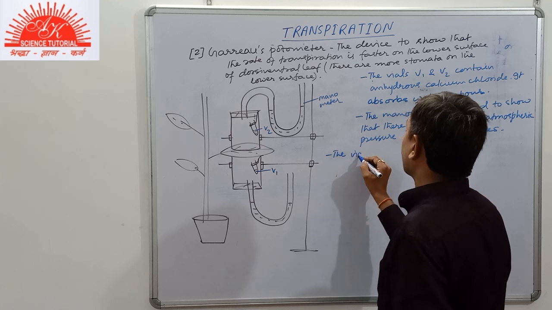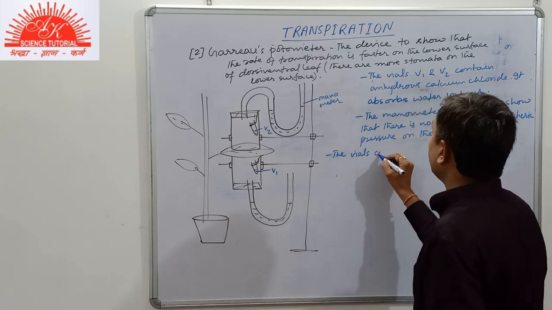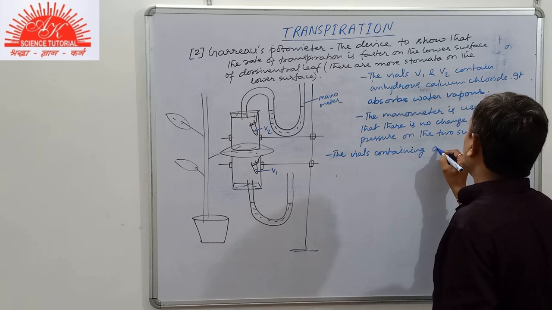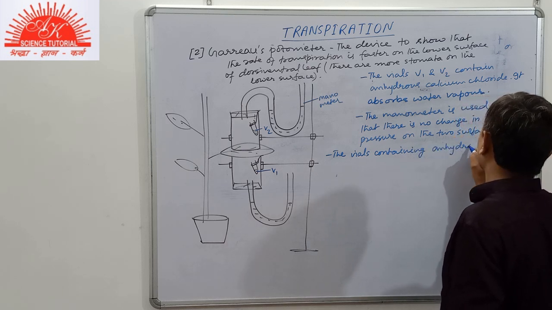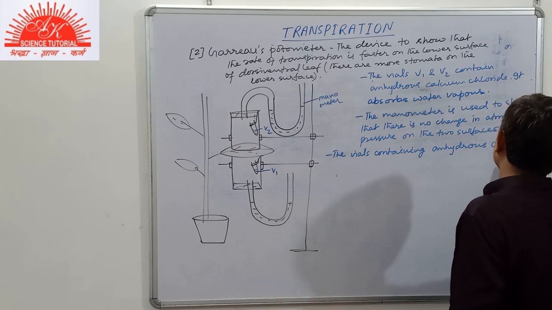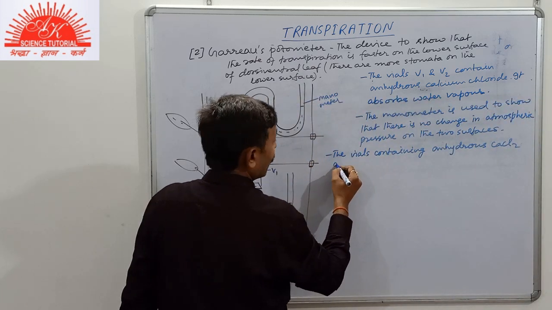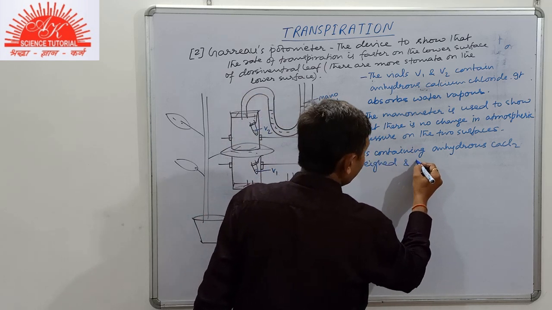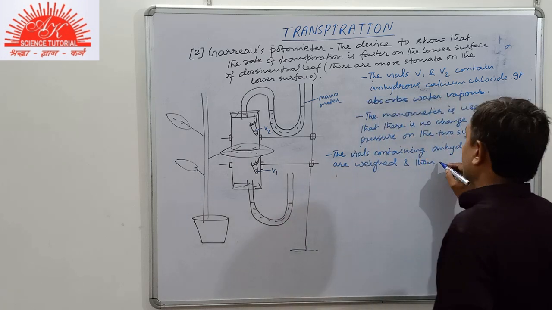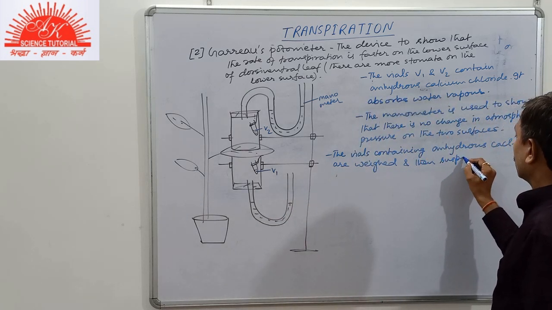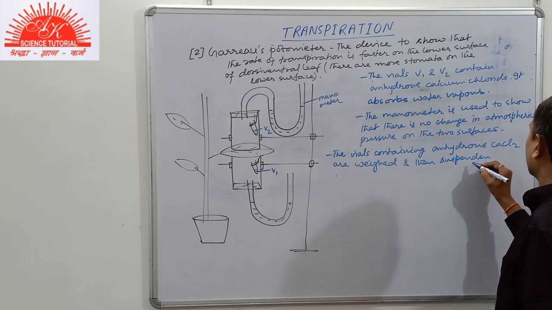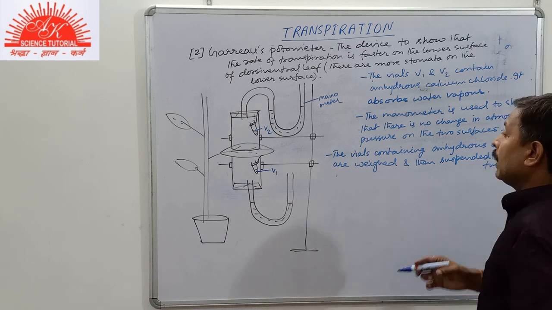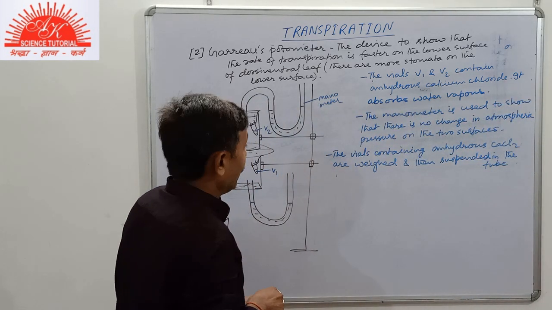So we write here, first of all we should write about the experiment. The vials containing anhydrous calcium chloride, anhydrous CaCl2, are weighed and then suspended in the tube. The setup is then placed in sunlight.